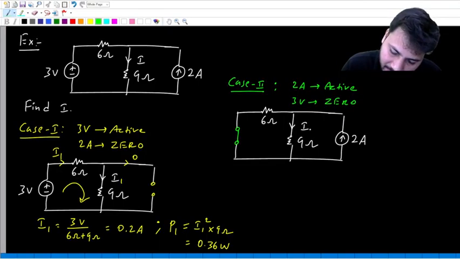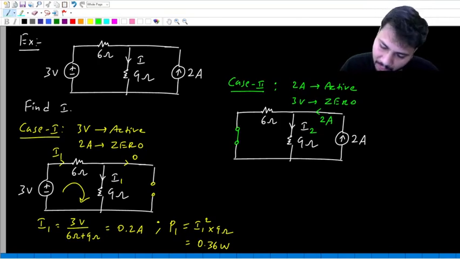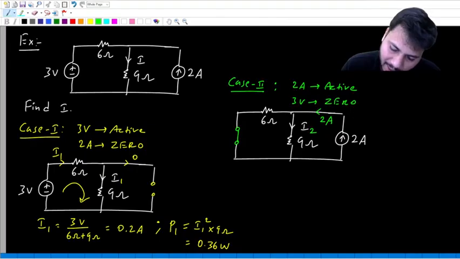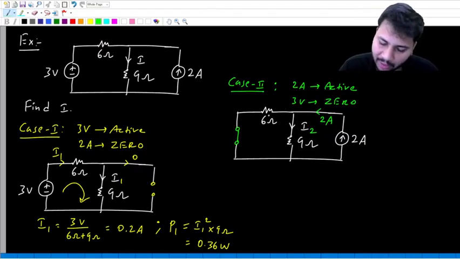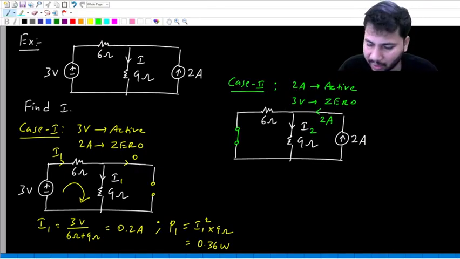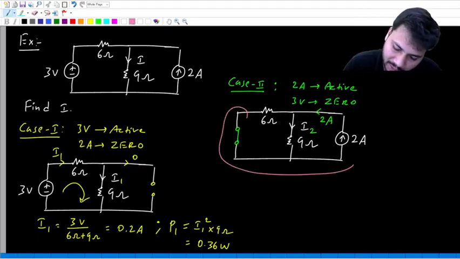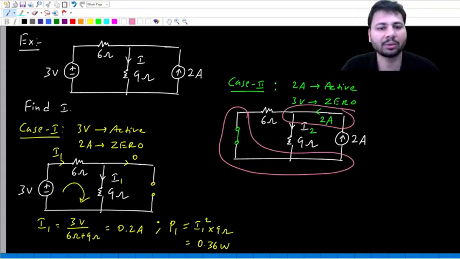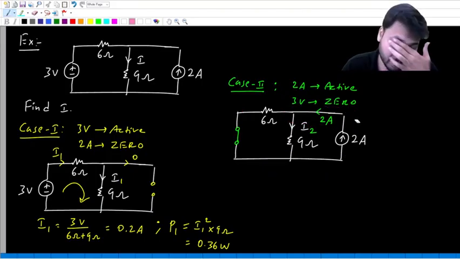What will happen? Let's say the current in this case is some I2. So what is this current? It is 2 amperes. Okay. So what will happen to this current? Now 6 ohm and 9 ohm clearly are in parallel, right? In fact, the 6 ohm resistor, the 9 ohm resistor, and the 2 ampere current source all are in parallel. Why? This entire thing is one node. This entire thing is another node. So all elements are connected between the same 2 nodes. So clearly all elements are in parallel.